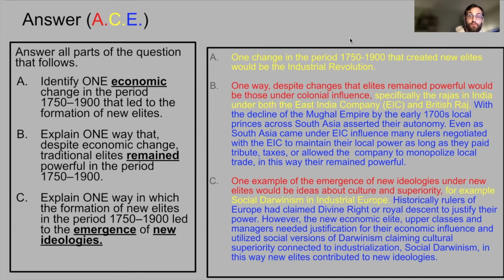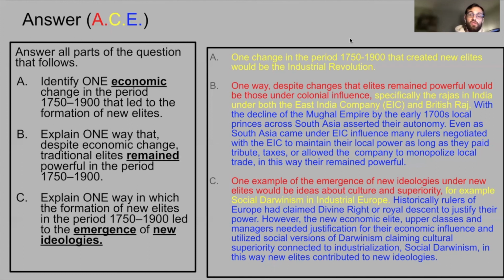There were a number of cases of princes resisting the East India Company as it slowly asserted its dominance over South Asia. And one way in which new elites led to new ideologies would be social Darwinism in industrial Europe. That's what I decided to focus on. Now, this one's a little tricky because social Darwinism actually has a lot of origins, and to say that it's only from the new elites that came out of the Industrial Revolution would not necessarily be correct. So I've said that it contributed to the new ideology, and that is that previously kings, monarchs, royalty had all claimed either divine right or some kind of royal descent to justify their authority.